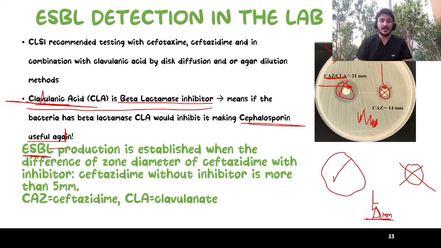Let me repeat that again because it's really important. If we have a culture and the difference between the clearance zone between cephalosporin plus clavulanic acid versus cephalosporin alone is more than 5 millimeters, then it's ESBL. Remember that statement. If you can't understand that statement, just remember the number 5 millimeters and answer that in the MCQs. It's fine. And the picture as well.